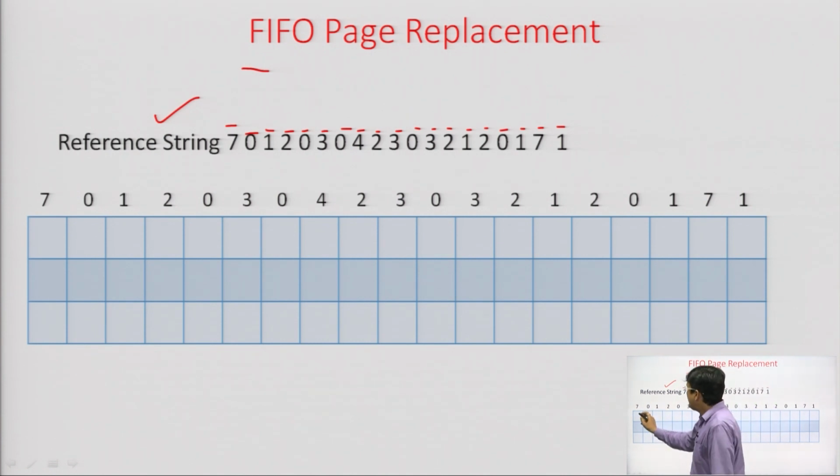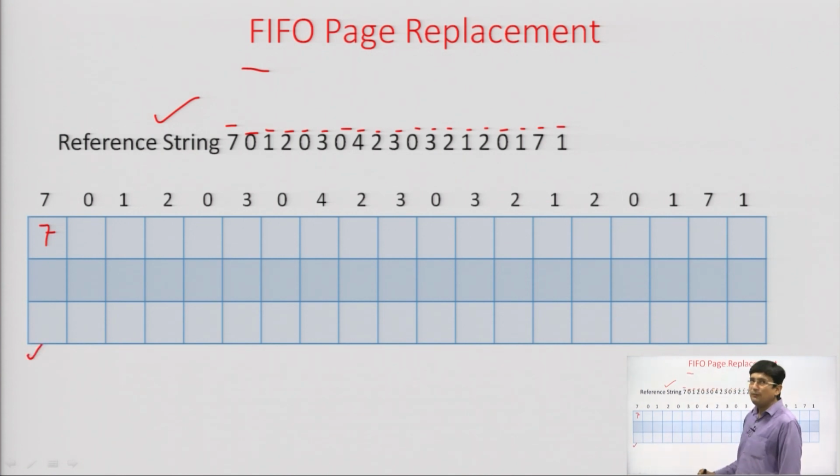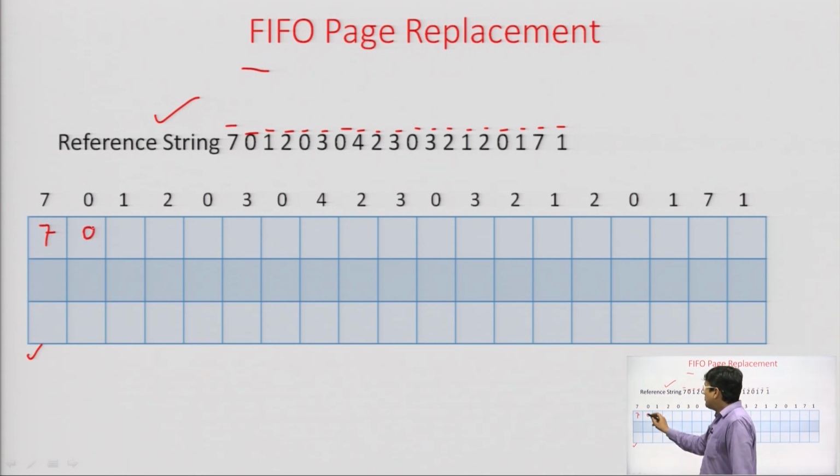For page number 7, it is not there in the main memory. So, we will bring it from the hard disk. So, there is a page fault. Putting a tick mark below means that there is a page fault. Now, 0 is also not present in the main memory. So, let us bring this 0.